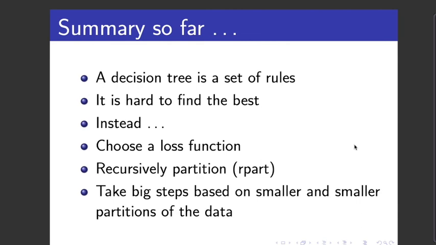Just to recap, a decision tree is a set of rules. It's hard to find the best. It's NP hard to find the best. It's impossible. Instead, we choose a loss function. We recursively partition. We recursively make one partition at a time, which is the best partition we can make at that point, and we don't care about what's going to happen in future. And that's called a greedy algorithm.